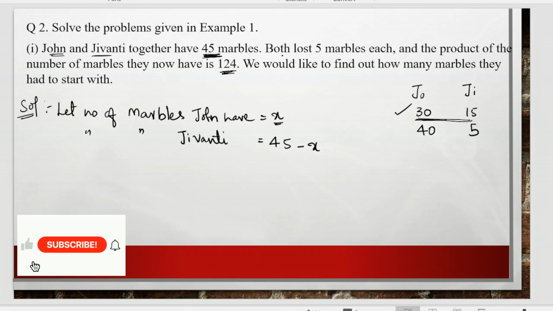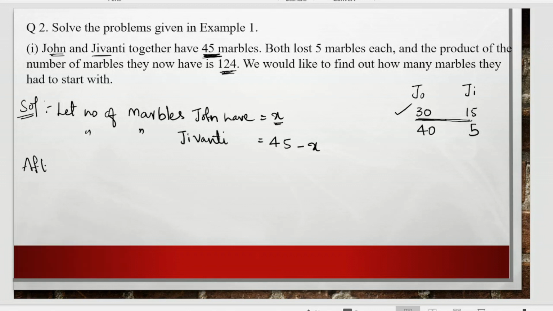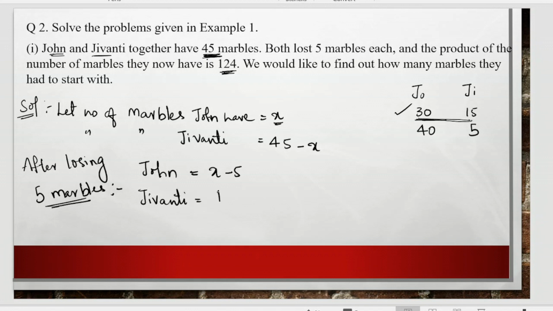Both lost 5 marbles each. Now see here, after losing 5 marbles, John will have x minus 5, right? Then Jivanti will have 45 minus x, which is what Jivanti has, minus 5. So this will be 40 minus x.